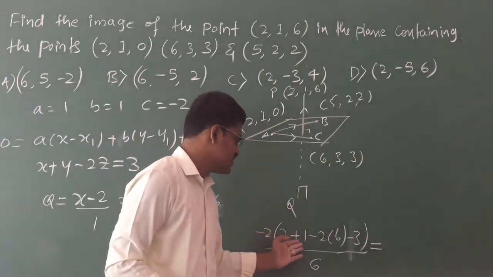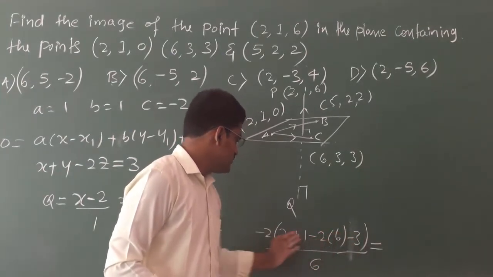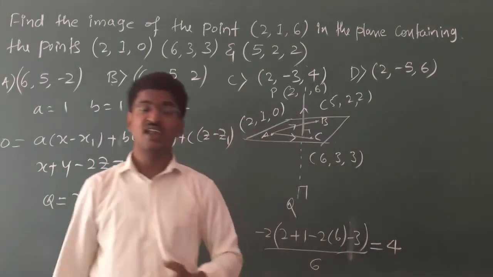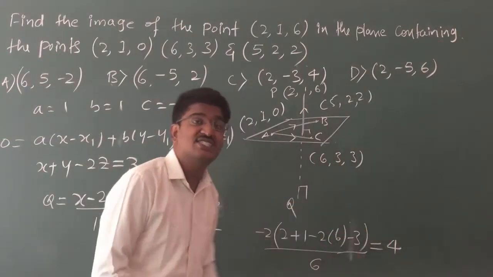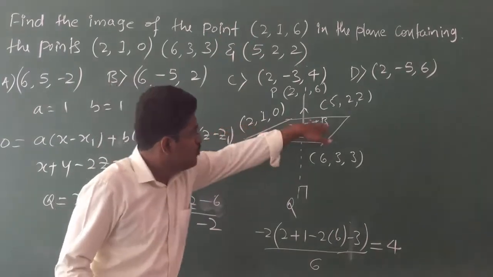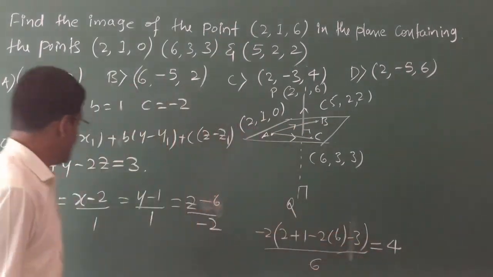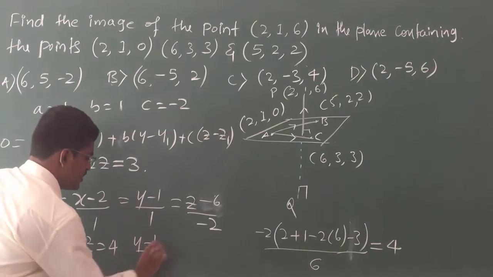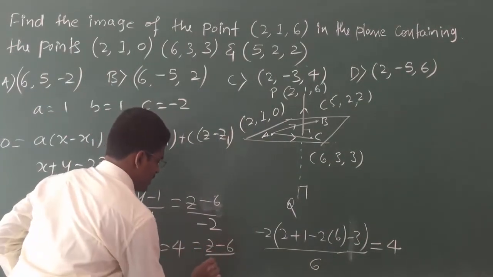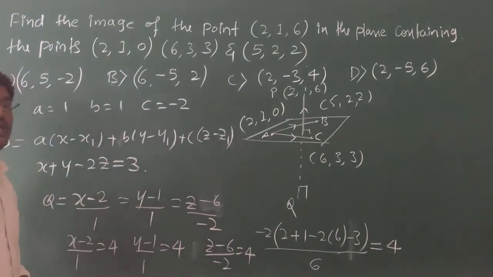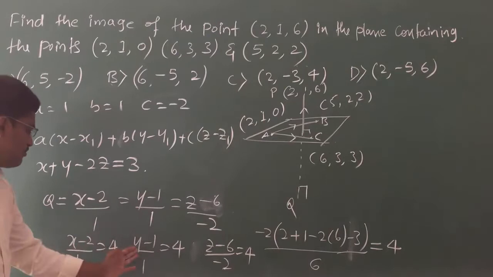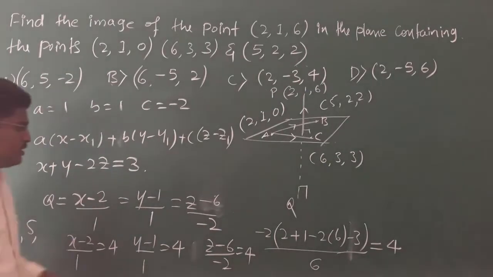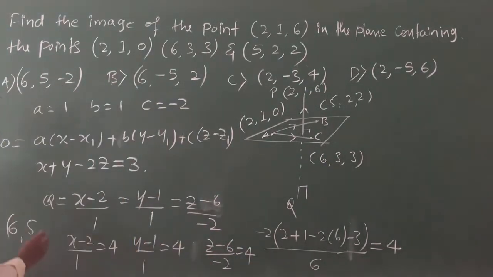If you want to simplify, simplify. 2 plus 1, 3 cancel, and minus 12 into minus 2 is plus 24 by 6, which will be equal to 4. Clear? So you are going to have 4 as the term of the line passing through for these direction ratios, and this 4 has to be used in this equation: x minus 2 divided by 1 equal to 4, y minus 1 divided by 1 equal to 4, z minus 6 divided by minus 2 will be equal to 4. Clear? So if you simplify this, it will be 4 plus 2, it is 6. Here 4 minus 1 plus 1 will be 5, minus 8 plus 6 will be equal to minus 2.